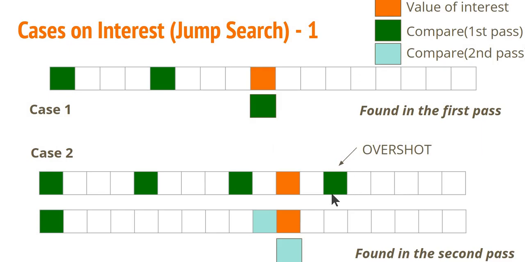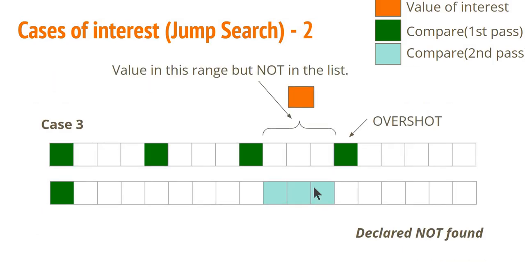At some point, we will have an overshoot. We will come back at this point and do a linear search, right? So in this linear search, we'll find this item, because it's part of the sub range. Second pass, we'll find it. Case number three is, look, the item is in this range, but it is not in the list.